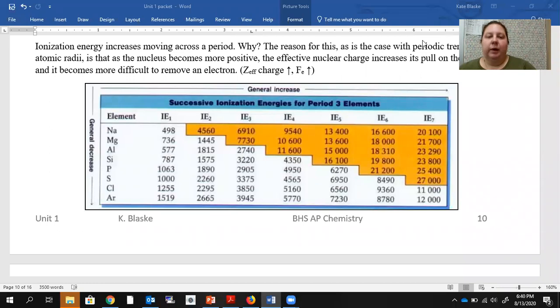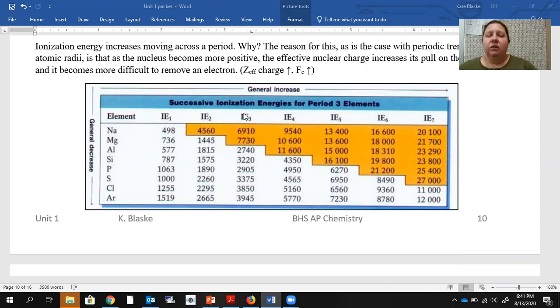We can also talk about multiple ionization energies. So we will talk about first ionization energy, second ionization energy, third ionization energy. And those involve removing more than one electron. So first ionization energy is removing the first electron from the atom. The second ionization energy is removing a second electron after one has already been removed.